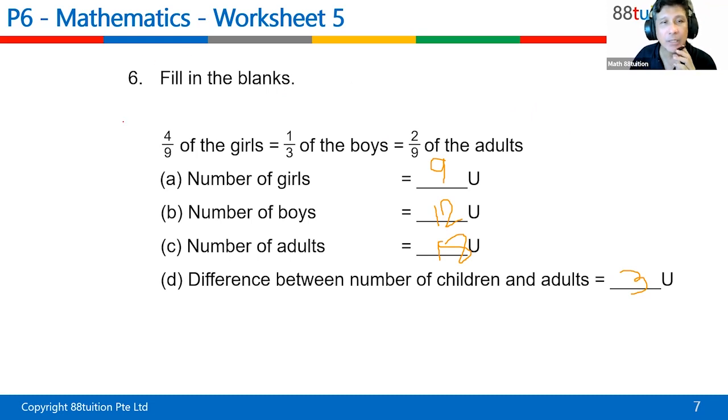Again, this question is talking about a certain fraction of the girls equal to a certain fraction of the boys equal to a certain fraction of the adults, right? Very similar to the previous question, where half of the men equals 8/9 of the women, right?